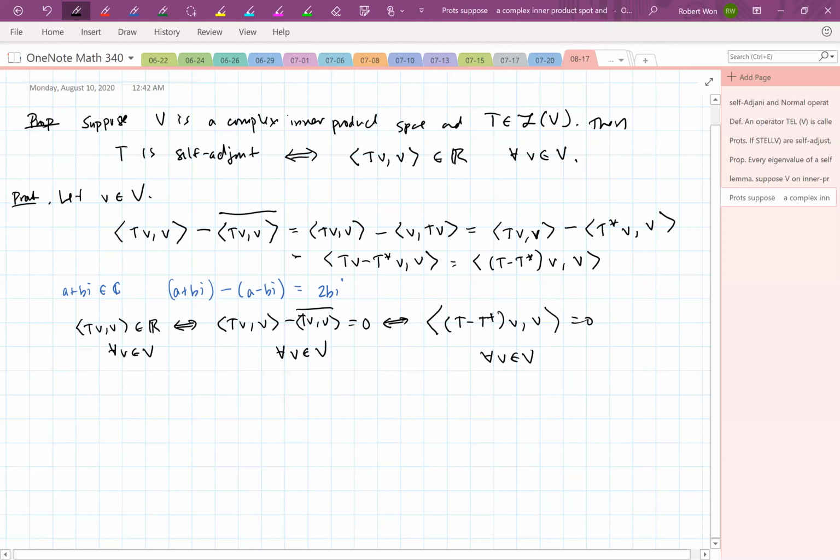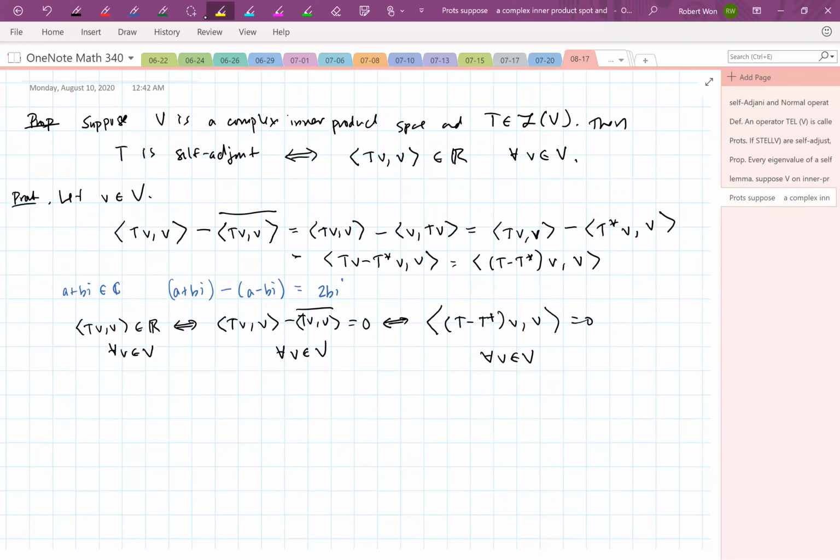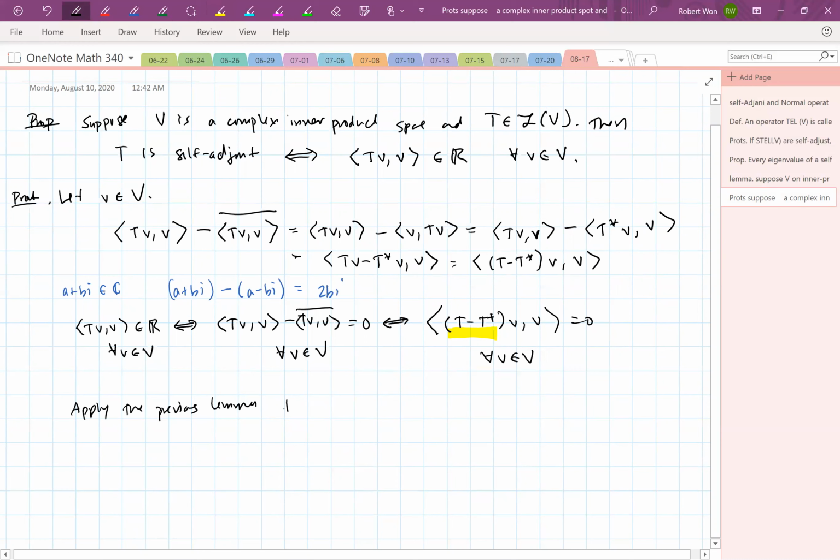And now we're in the setting of this last lemma. What I've gotten is an operator such that if I apply it to v and I take the inner product with v, I get zero for every v in V. That's this operator. So apply the previous lemma to conclude that actually this must be the zero map.